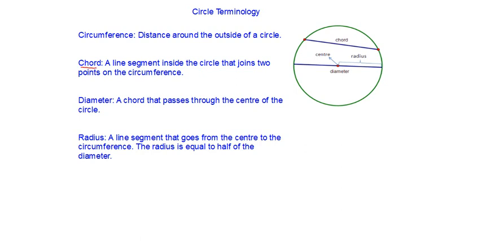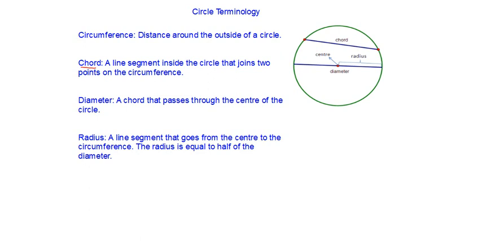This term might be a new one for you. It's a chord. A chord is a line segment inside the circle that connects any 2 points on the circumference. So here we have a point, and another point somewhere else on the circumference of the circle, and we draw a line that connects those 2 points. That would be a chord. A circle can have a whole bunch of different chords within it. That's just an example of one chord. All right, let's move on to the next one.